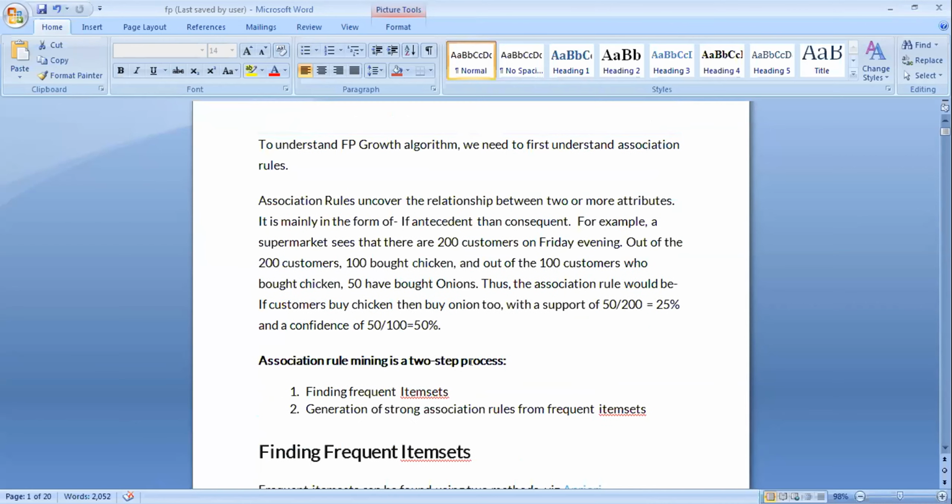Good morning, students. Now, in association analysis, mainly we discuss two algorithms, that is the FP growth algorithm and the Apriori algorithm.